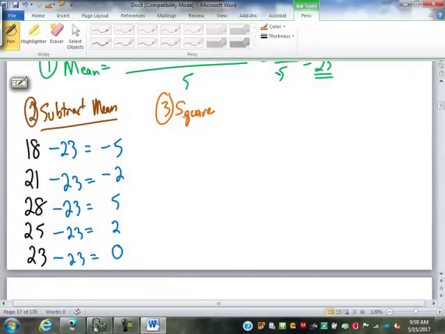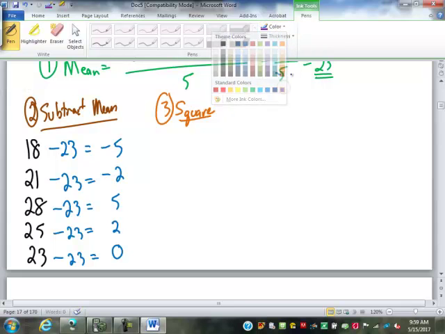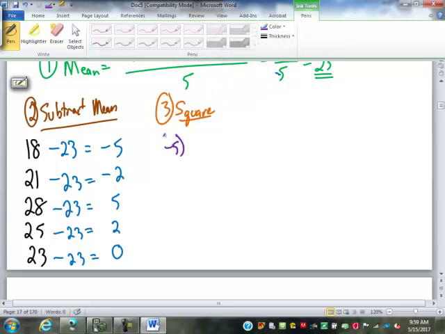Square it. We're going to square those deviations. So negative 5 squared is 25. Make sure you get positive results here. Remember, when you square a negative, if you don't enter it in your calculator right, it might tell you that's negative 5. Negative 2 squared, 4. 5 squared, 25, and 2 squared, 4. 0 squared, 0.